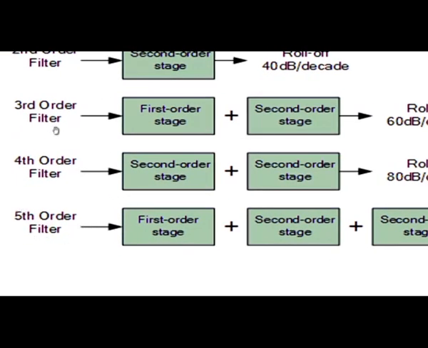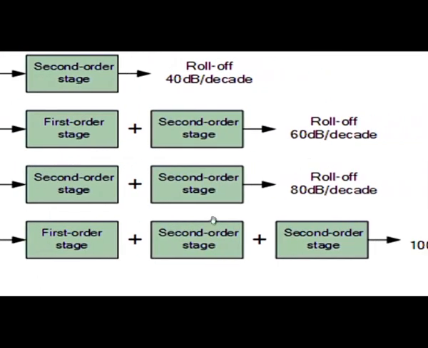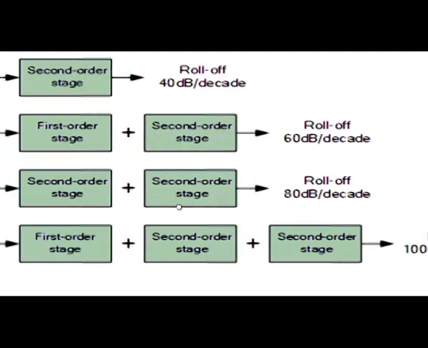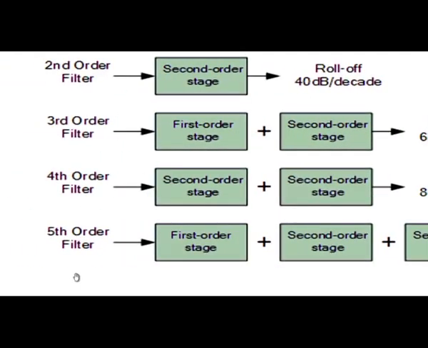And fifth order, it is similar to the third order. You have a first order stage which is cascaded with the second order filter and then another second order filter, which has the roll off rate as 100 dB per decade in the frequency response. Similarly, it goes on. So, in order to increase the order of the filters, we have a first order filter and the second order filter. So, these two filter combinations are added to get any order filter.